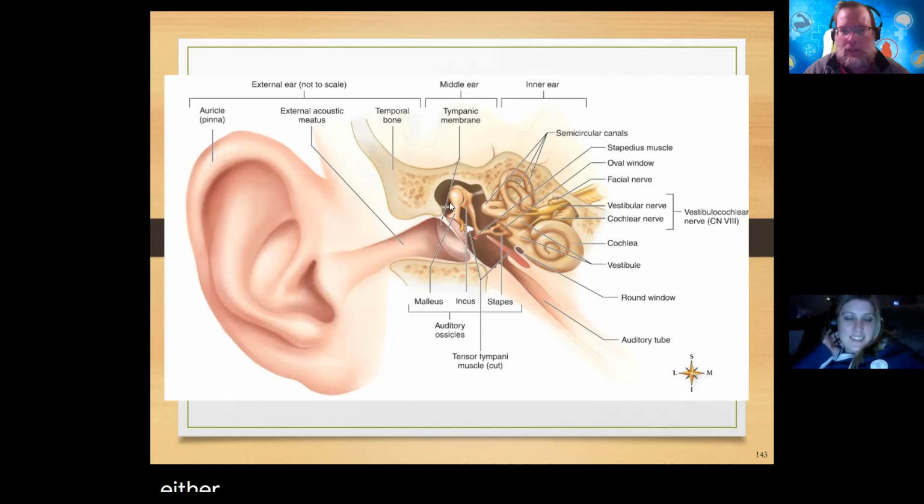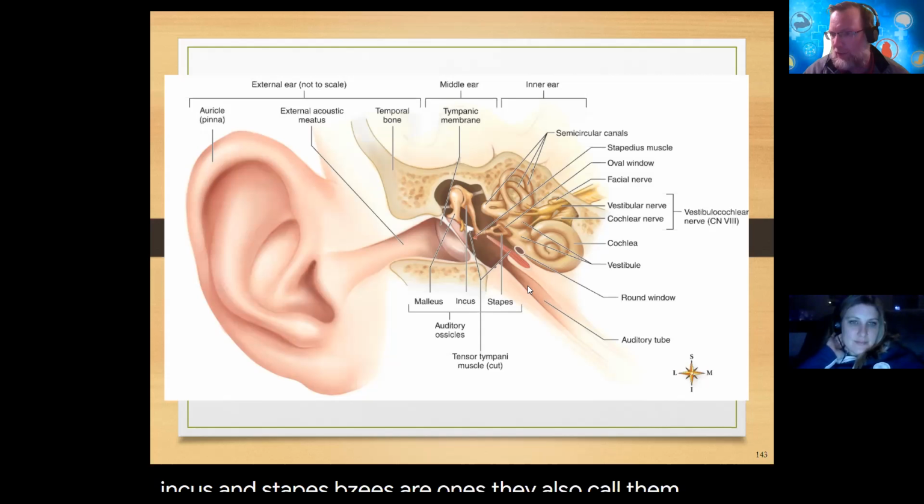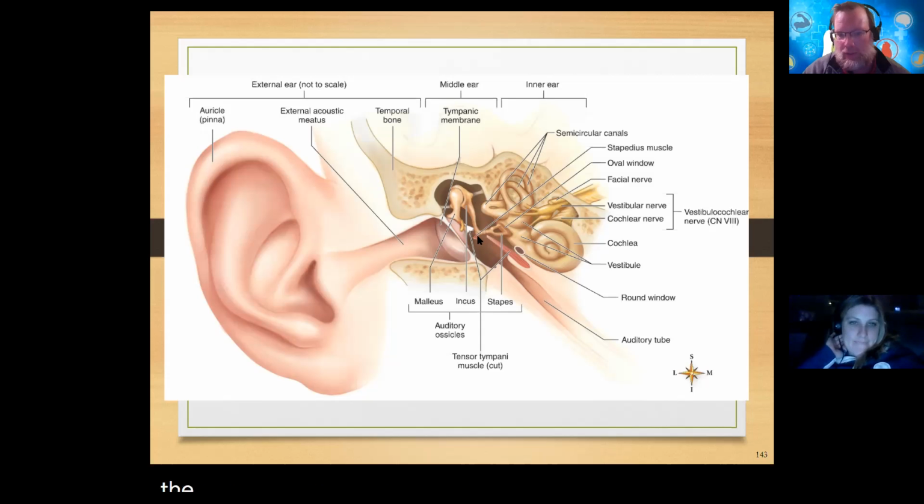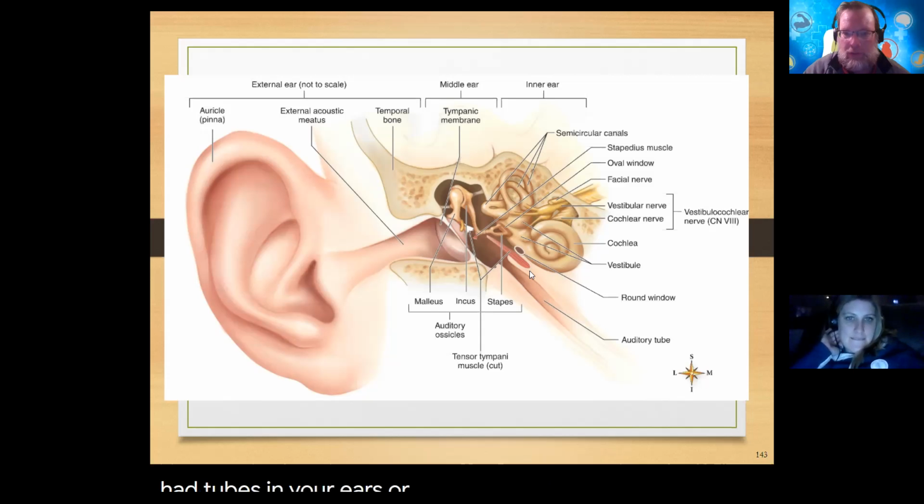So anyway, that's your external ear. Middle ear: malleus, incus, and stapes. These are three tiny ear bones. They also call them hammer, anvil, and stirrup. That's really all that makes up the middle ear. There's also the eustachian tube, which they also refer to as the auditory tube. Some of you may have had tubes in your ears or have heard of that. This is where they put it, in the auditory tube.